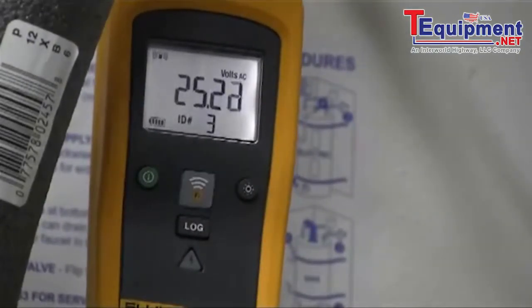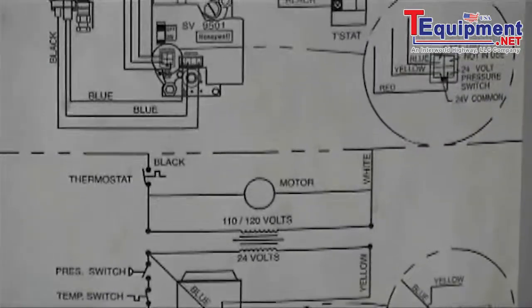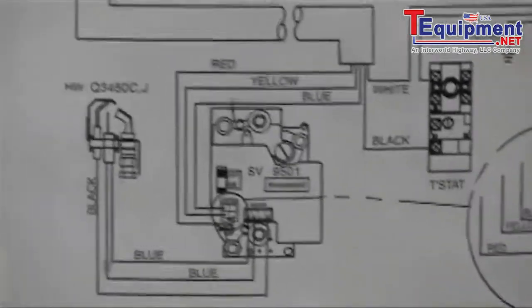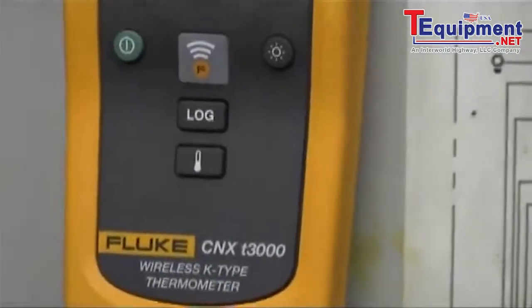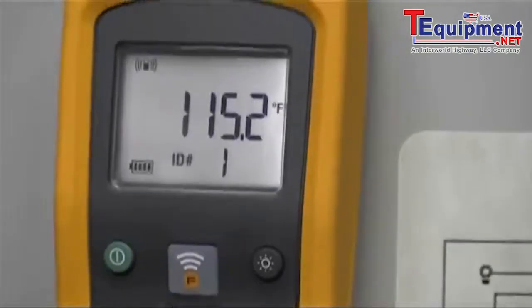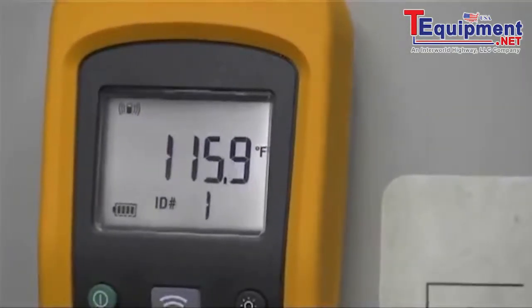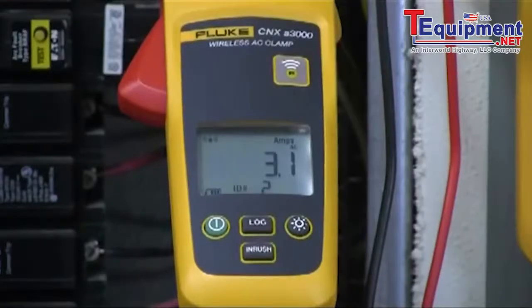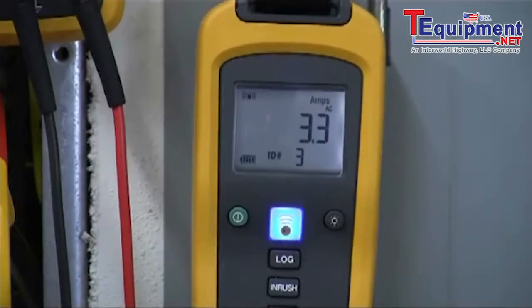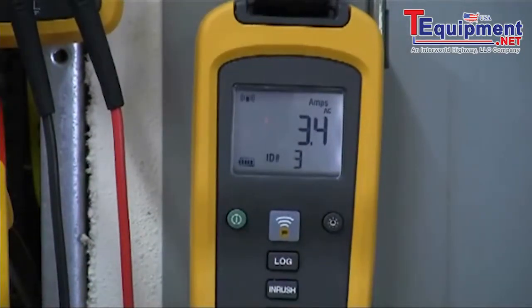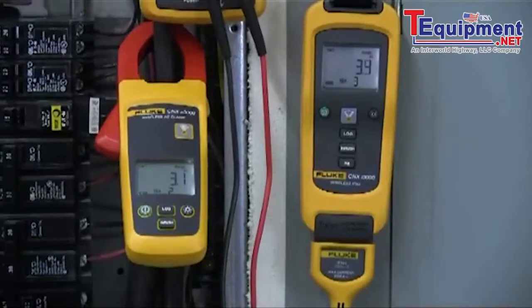Each module displays independently whether it's synced or not, as each one does have its own display, as well as the ability to log. You can see here we have 3.1 amps going through the circuit. You'll note that the radio button will flash momentarily saying that it is connected to a DMM, as well as giving the ID number that is associated with the display of the DMM.